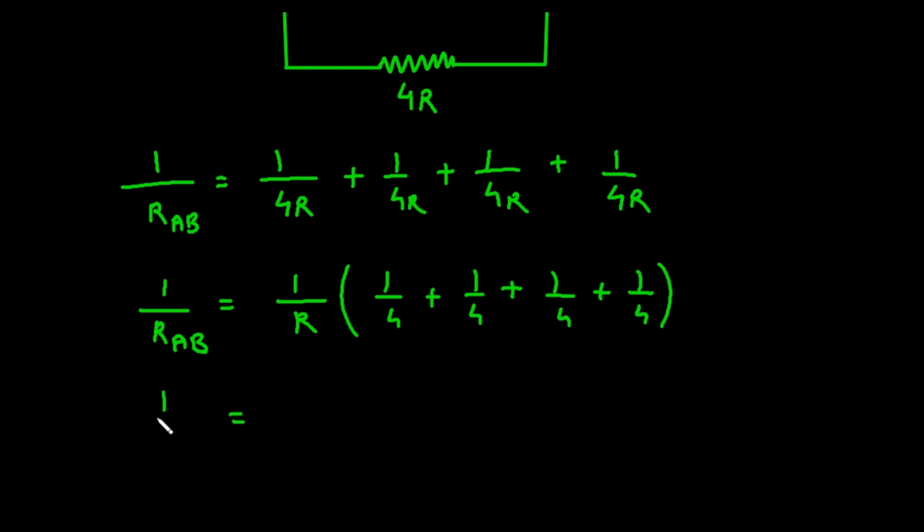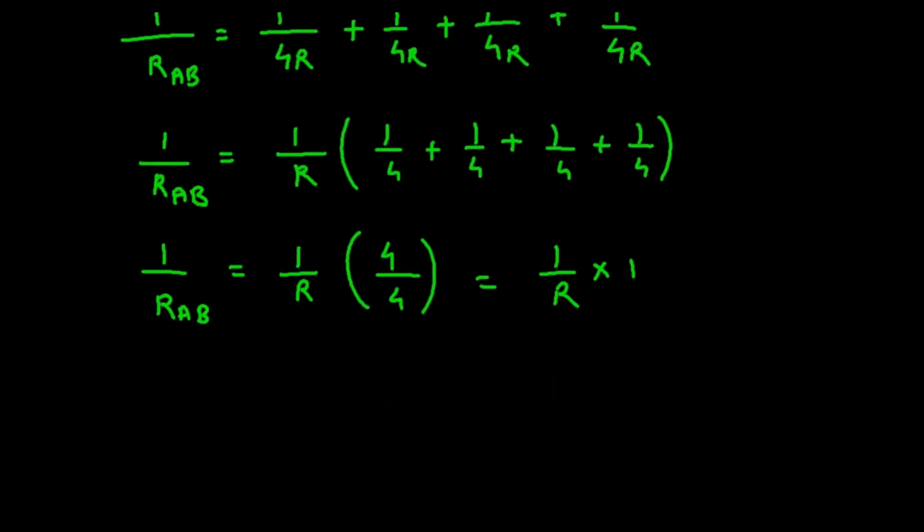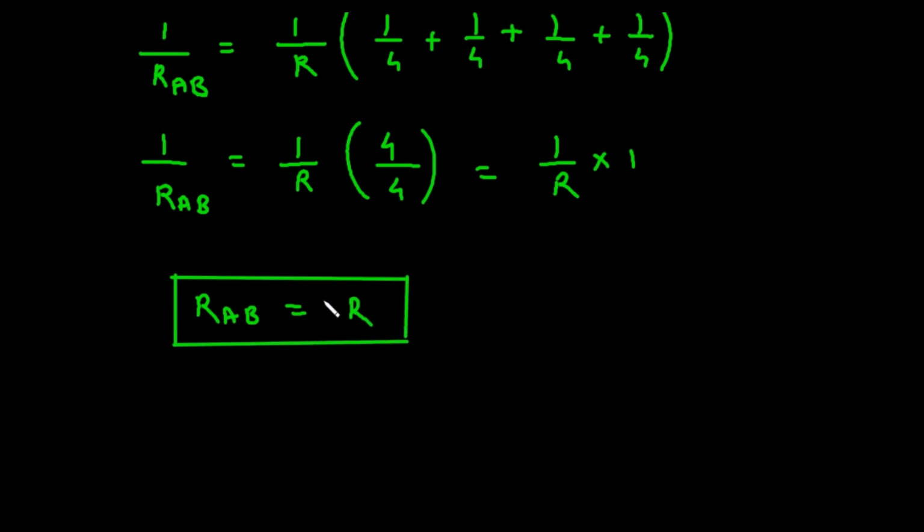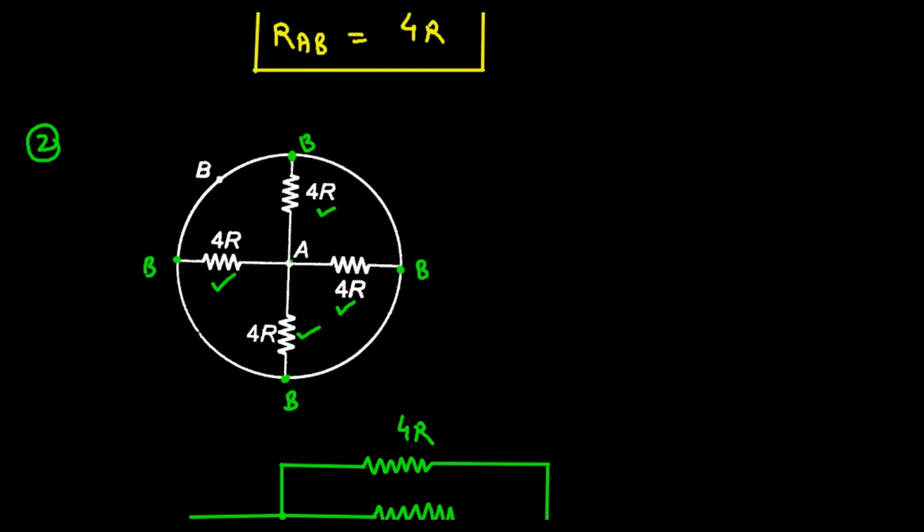Now if we solve this, we get 1 upon RAB is equal to 1 upon R, and this will be 1 plus 1 plus 1 plus 1. It will be 4, so 4 divided by 4. So this will be simply 1 upon R into 1. Now from this we can clearly see RAB is equal to, if we take the reciprocal of this, simply R. So therefore the final answer for this problem is RAB is equal to simply R.